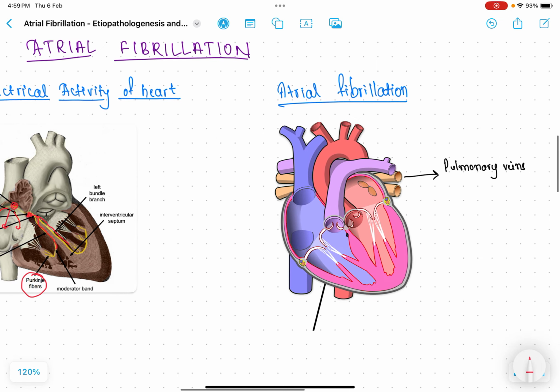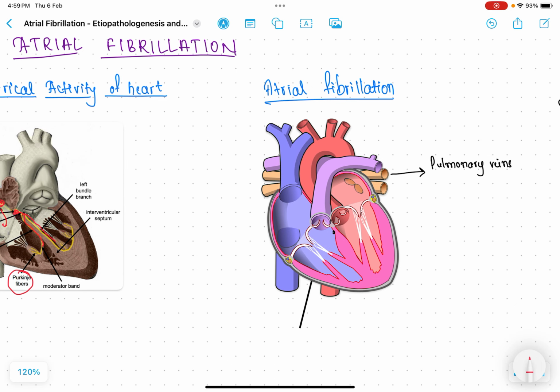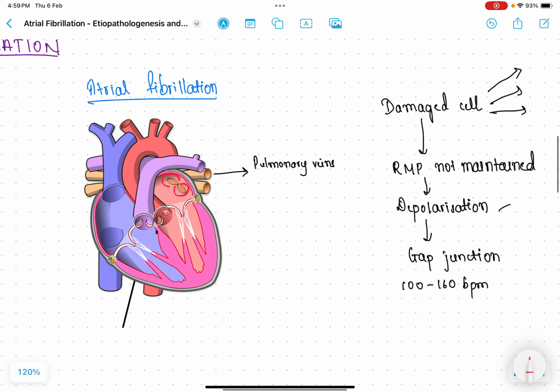Now coming to atrial fibrillation, what happens is that SA node is silenced here. The impulses do not originate from SA node. So where do impulses originate from? They originate from around the root of pulmonary veins. Can you see this? This is where the impulses originate. Now why do impulses originate from here instead of SA node? Here the cell is damaged.